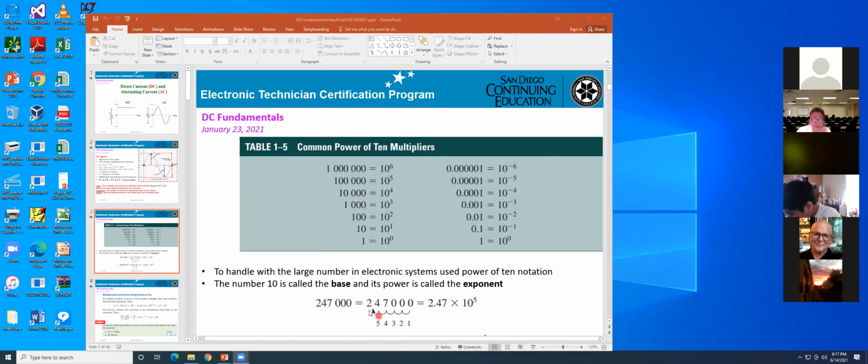So you can see right here, you get a 2.47. And now you count 1, 2, 3, 4, 5. So that's why you multiply by 10 power of 5. Okay, so this number and this number are the same. Only this one is in the power of 10. And you understand what they said. To handle a large number in electronic systems, that's why they want to use power of 10. This is just like a formula you have to know for each one. Like 10 power of 2 equals 100, or 10 power of 3 equals 1,000, and so on. Okay? Any question?